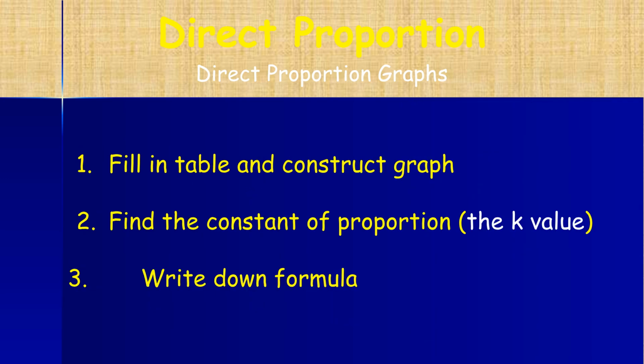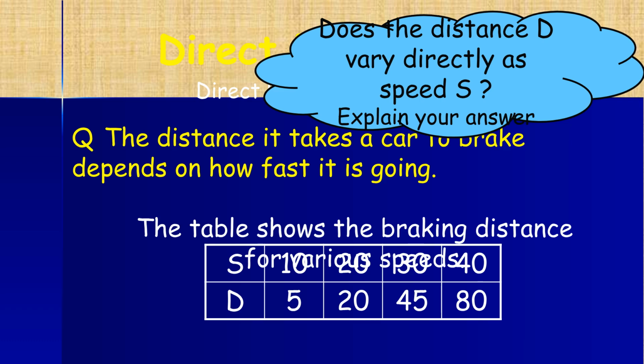Here's a summary of the steps for direct proportion graphs. 1. Fill in the table and construct the graph. 2. Find the constant of proportion, the K value. 3. Write down the formula. Question: does the braking distance D vary directly as speed S? The table shows braking distance for various speeds. We need to check if D over S is constant.